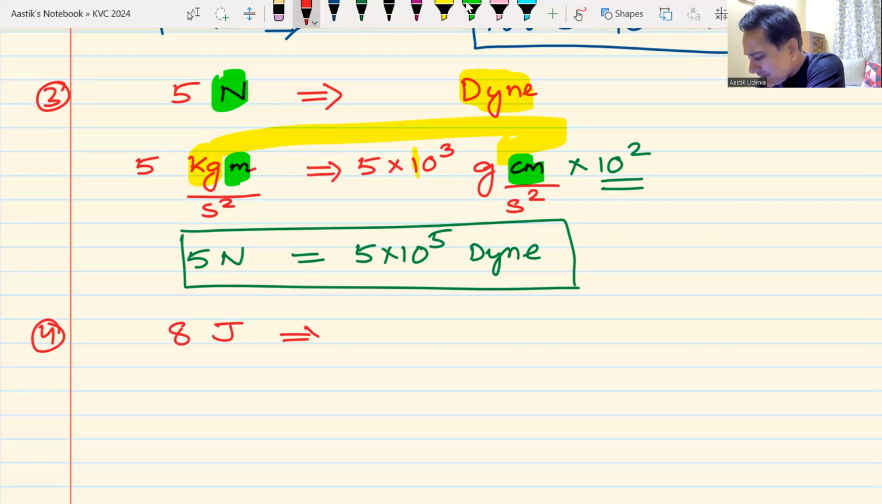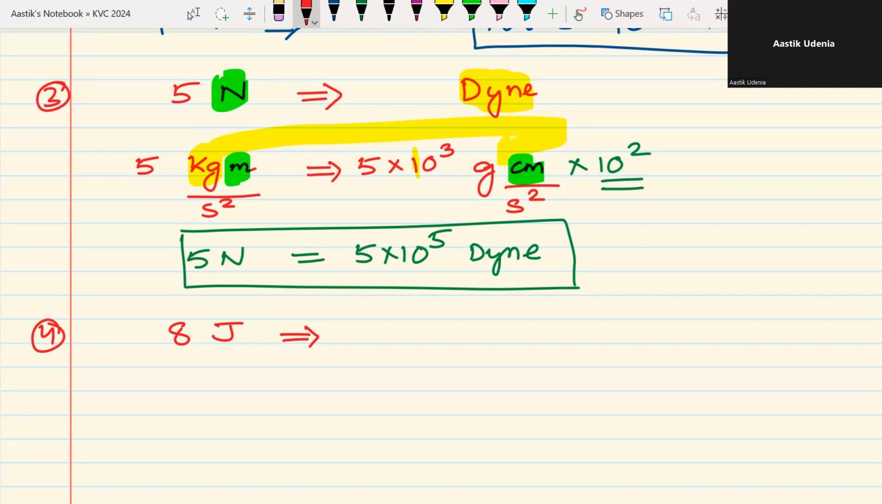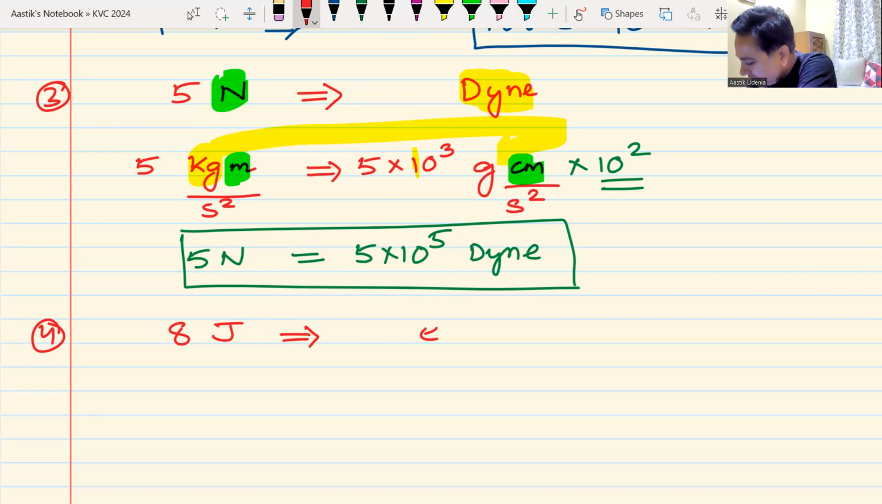Do you know what is the Cgs unit of work or energy? Anyone? Gram centimeter square by second square. Yes. Do you know the name of it? Erg, sir. Yes, someone knows it. So, joule or ergs.